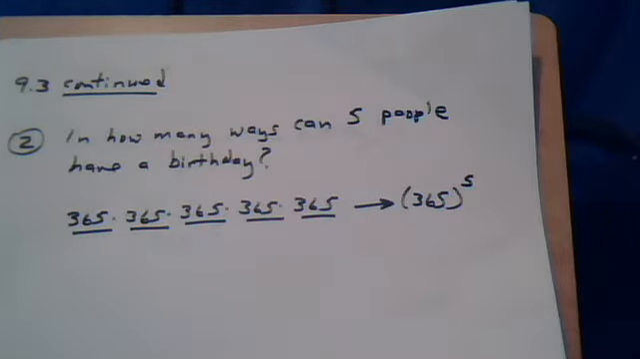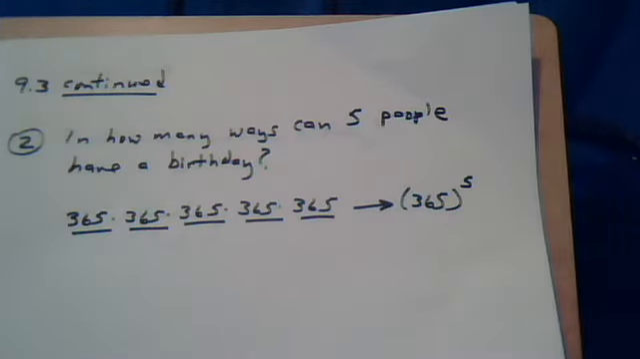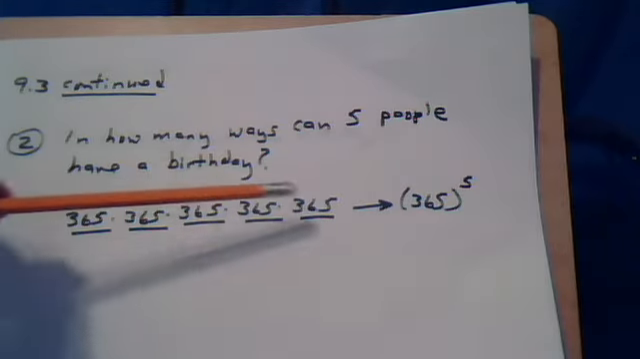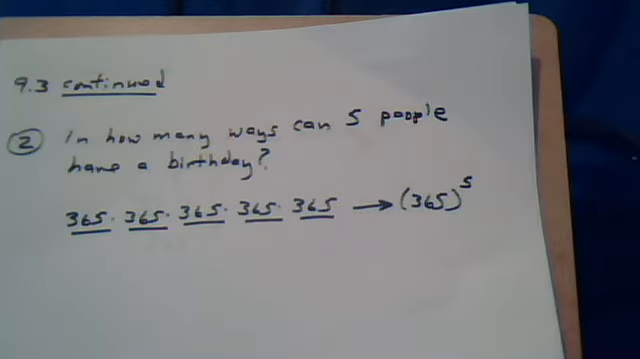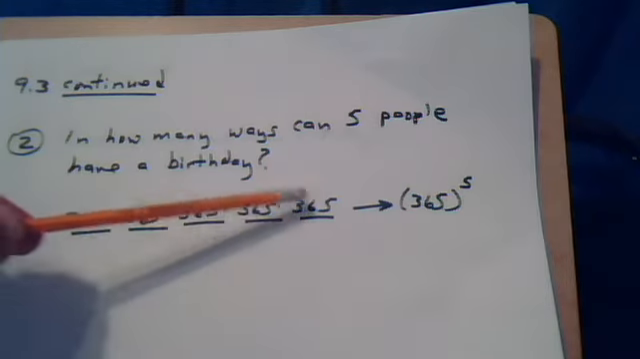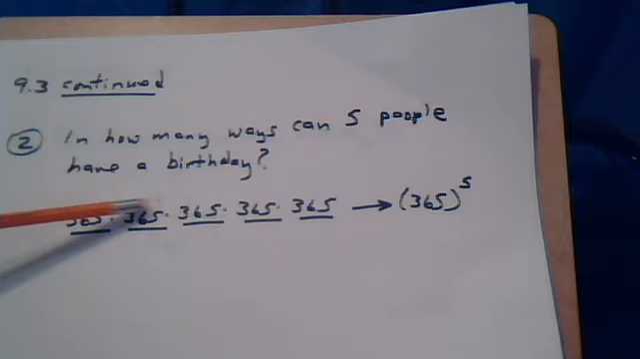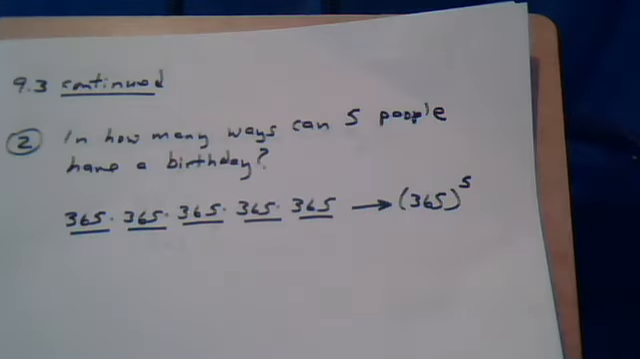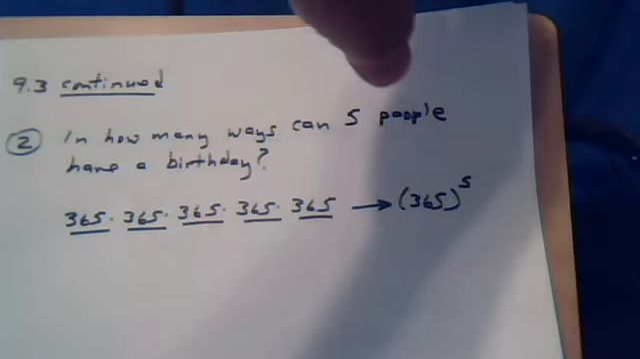The second part, to answer the question, we would need to know in how many ways can 5 people have a birthday. Notice there are no restrictions here. Each person has the 365 days to have their birthday. Multiply it out. This is a multiplication principle. But since they're all the same and these are being multiplied, you could write all of this as 365 to the 5th power.